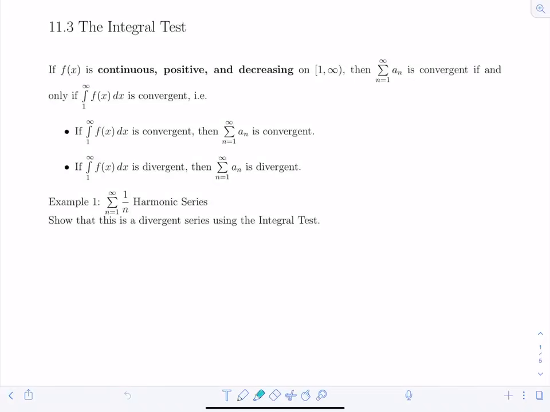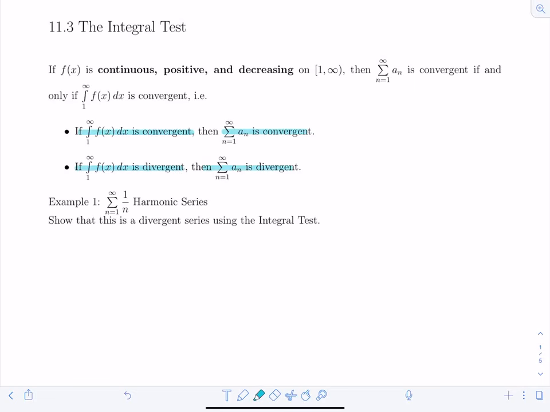Since this is an if and only if statement, if the improper integral of f of x dx is convergent, then the infinite sum is also convergent. And if the integral is divergent, then the infinite sum, or the infinite series, is also divergent.